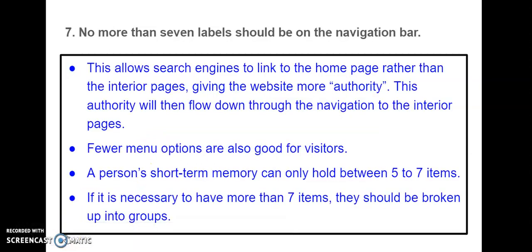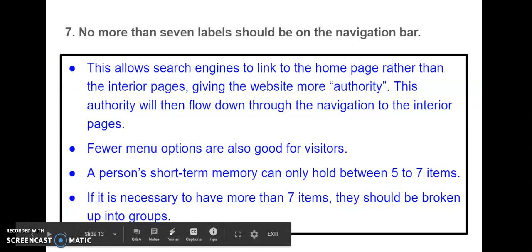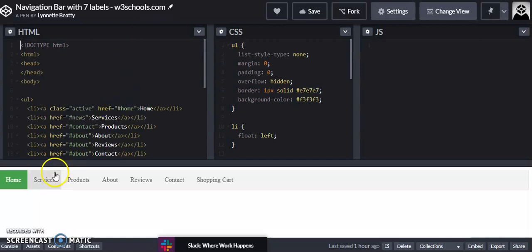Number 7, no more than 7 labels should be on the navigation bar. This allows search engines to link to the home page rather than the interior pages, giving the website more authority. This authority will then flow down through the navigation to the interior pages. Fewer menu options are also good for visitors. A person's short-term memory can only hold between 5 to 7 items. If it is necessary to have more than 7 items, they should be broken up into groups. Here's an example of a menu bar that has 7 labels. You don't want to have more than that.